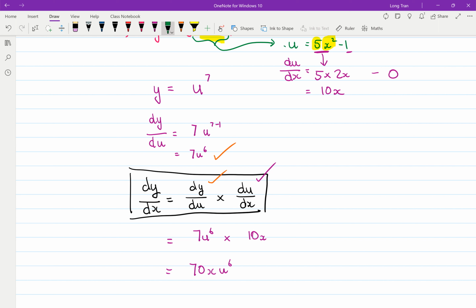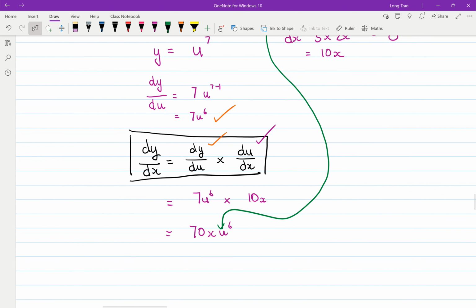And remember, we said u, the letter u, was equal to 5x squared minus 1. So I can rewrite this whole entire thing and say it's 70 times x times 5x squared minus 1, to the power of 6. Leave your answer like this. Do not expand. They want simplified answers. Okay. So leave your answers as a factorized answer.